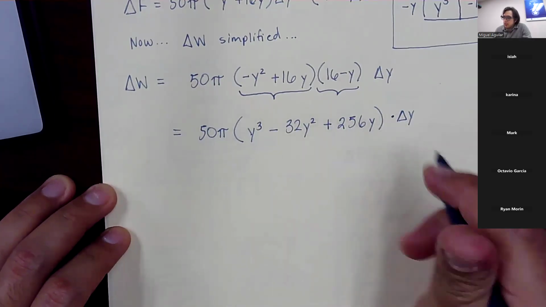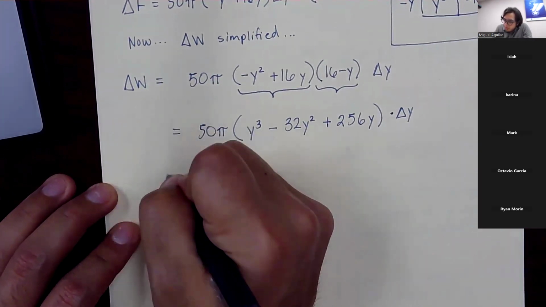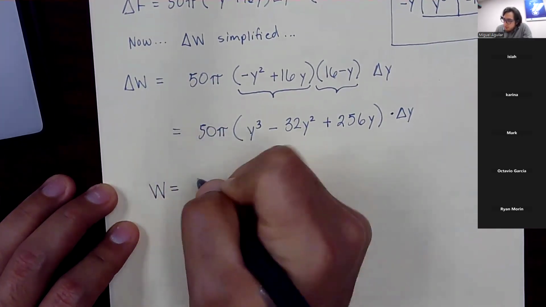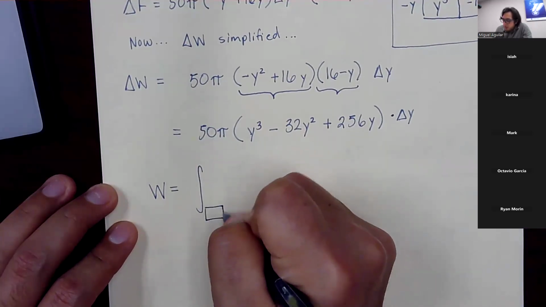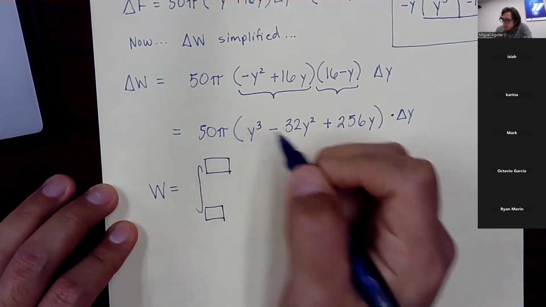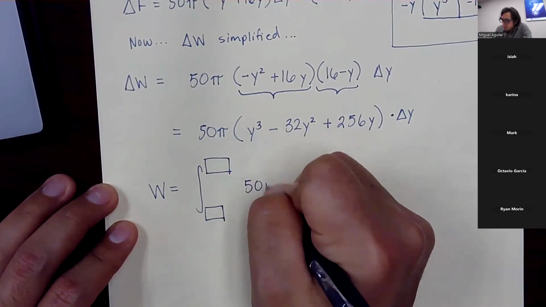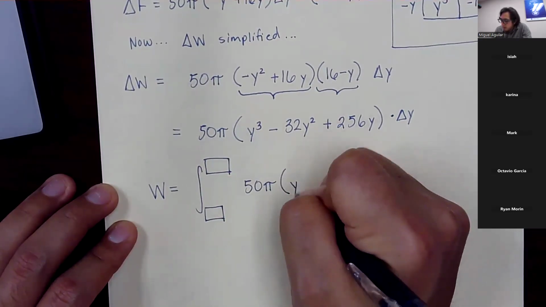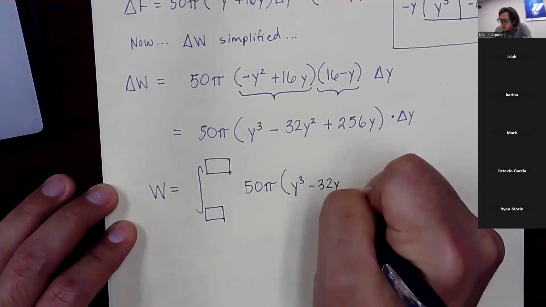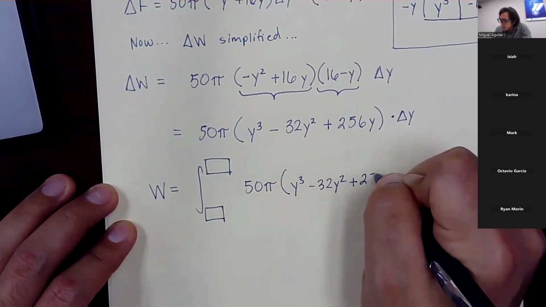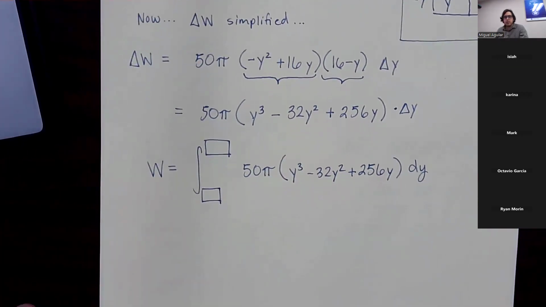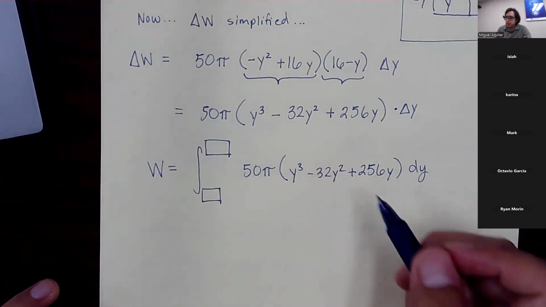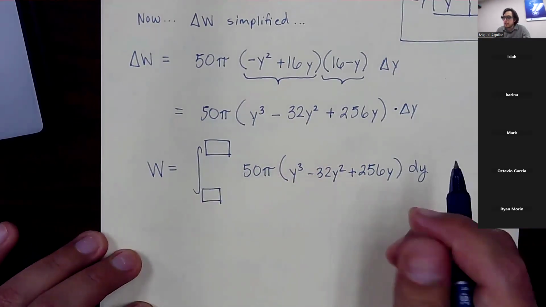So how do we need to integrate this? We're going to say that work is equal to the integral, and we're going to figure out what our limits are by going back to our diagram. So I'm going to hold off on that. 50 pi times y to the third minus 32y squared plus 256y dy. Okay. And if you want, you know that you can pull out the 50 pi outside of the integral and make this a lot easier.